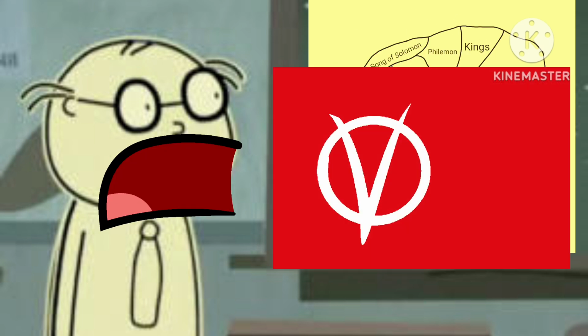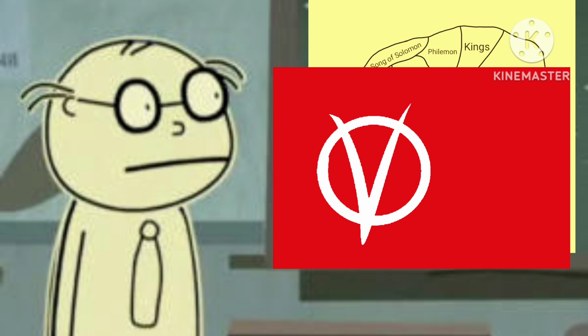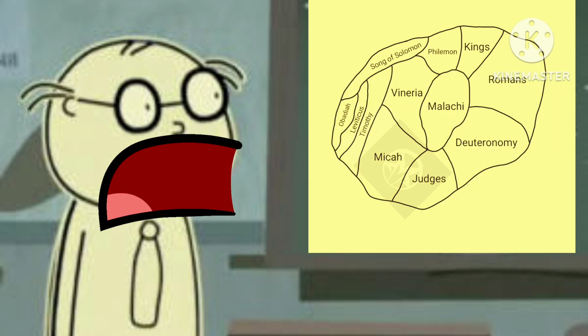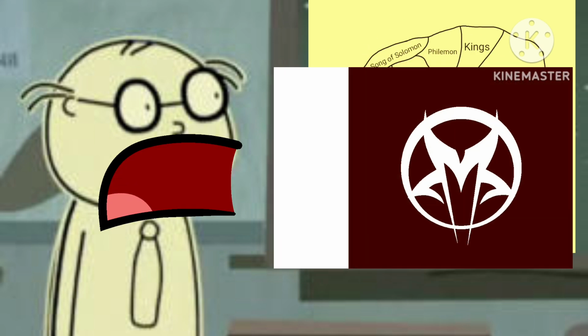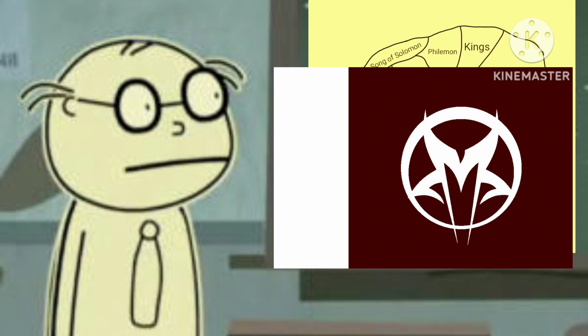Leviticus was the third state of Gideon, named after the third book of Moses. This flag looks like Turkey and replaced Islam as V, V for Vendetta. Micah was the fourth state of Gideon, named after the 33rd book of the Old Testament. This flag looks like Pakistan and replaced Islam as Mudvayne.